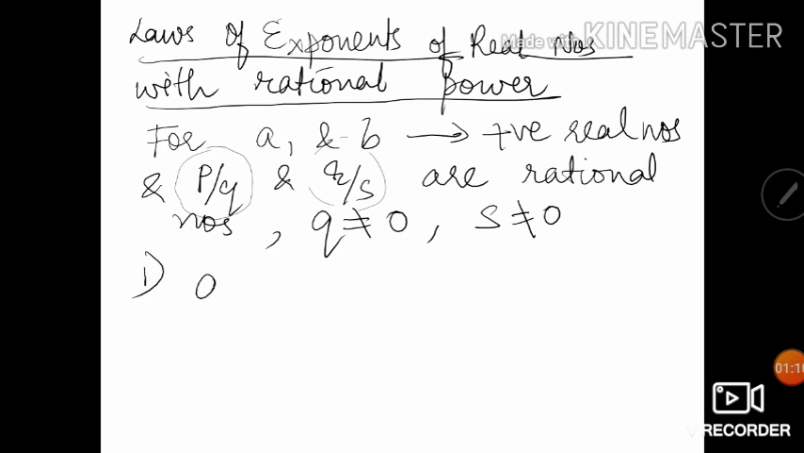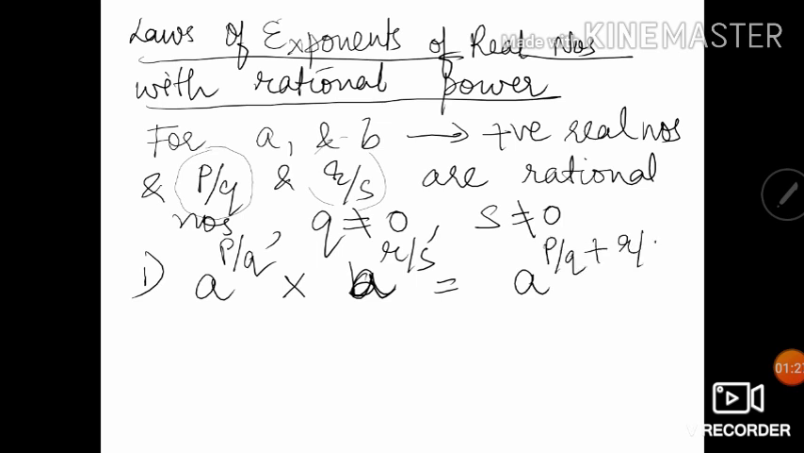The first law will be a to the power p upon q into a to the power r upon s, and that can be written as a to the power p upon q plus r upon s. Common base numbers that are multiplied will result in adding of the powers. Example, 2 to the power 2 on 3 into 2 to the power 1 on 5.